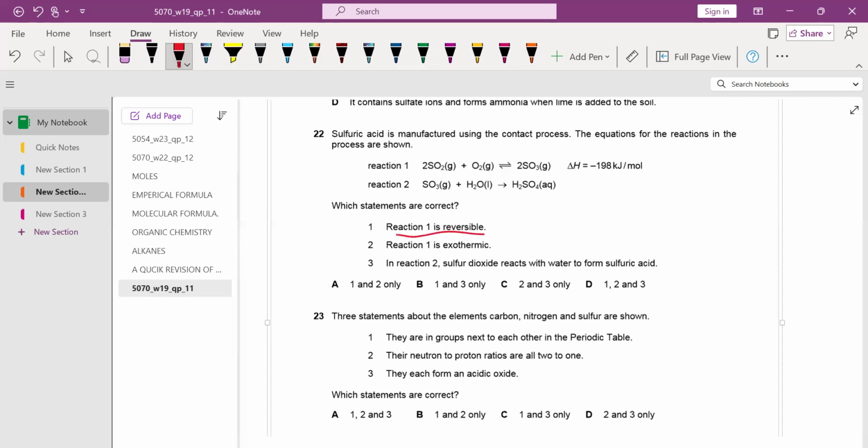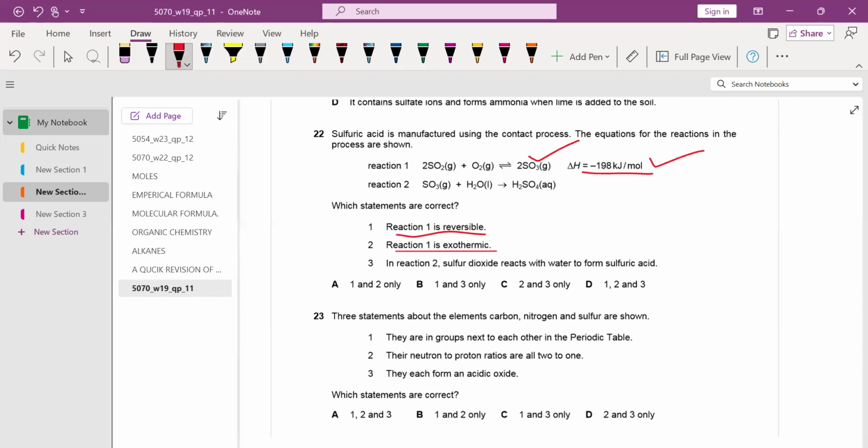The reaction 1 is reversible. Okay, and the reaction 1 is exothermic. So yes, reaction 1 is exothermic. Reaction 1 is reversible. Yes. So how to identify a reversible and irreversible reaction?